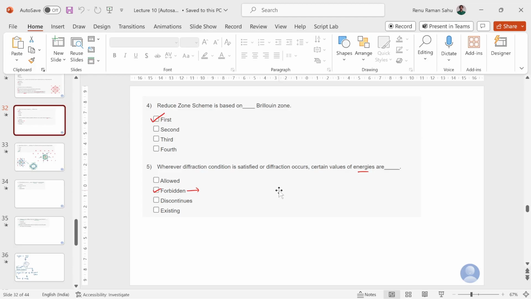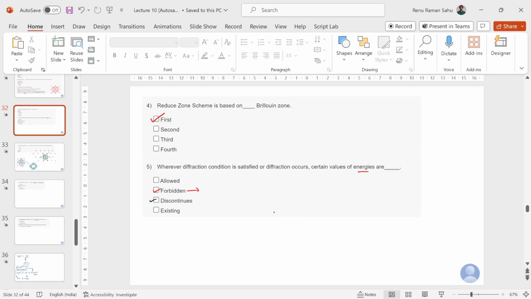Discontinuous, it is... Because when we discussed energies, I remember we discussed both discontinuous and forbidden. Yeah, discontinuous, like this was a bit vague. I'm not sure what this word means, but maybe you can explain.